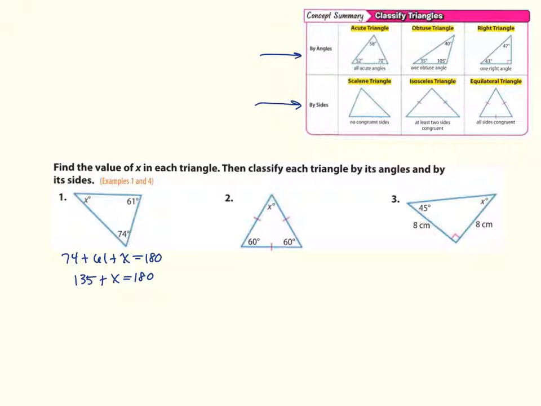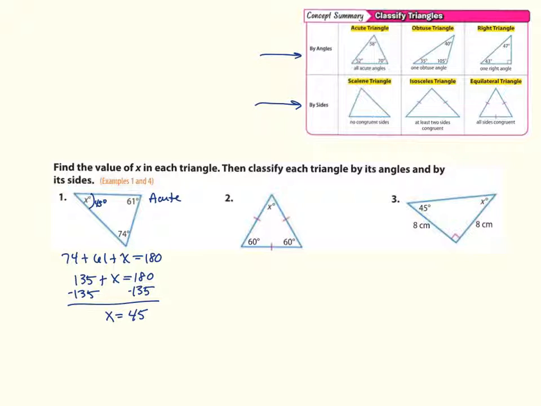The next step is to solve it. We're going to subtract 135 from 180 in order to figure out what x is. So that means x up here is only 45 degrees. Well, if we use the chart, naming the triangle just by looking at the angles, we see that every single angle is less than 90 degrees. Well, that's called an acute triangle then.